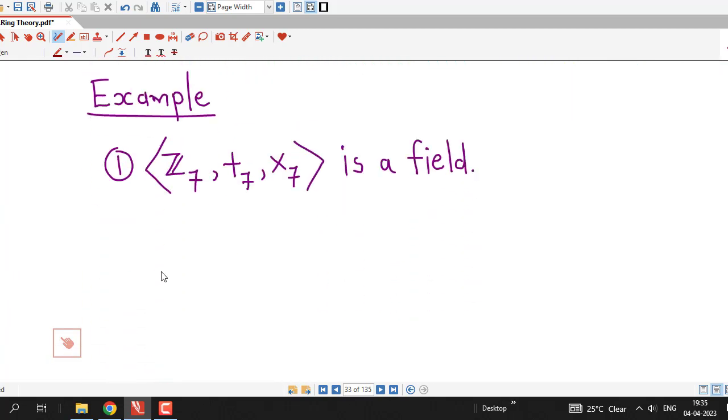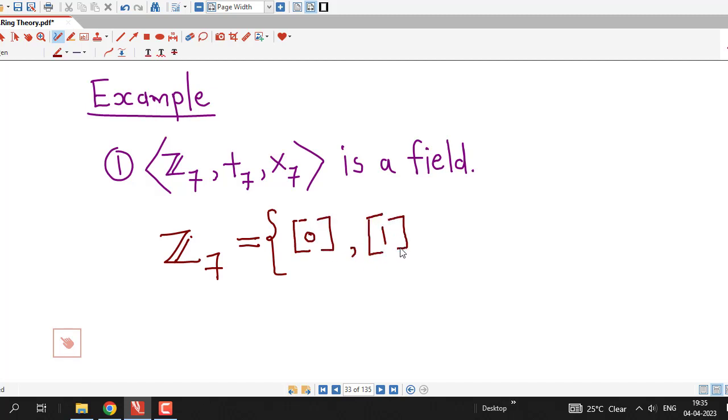Similarly, we can discuss the set of integers modulo 7. We are familiar with this ring: if we consider Z7, then we have to consider equivalence classes 0, 1, 2 up to 6. And we are familiar with the operations addition modulo 7 and multiplication modulo 7.